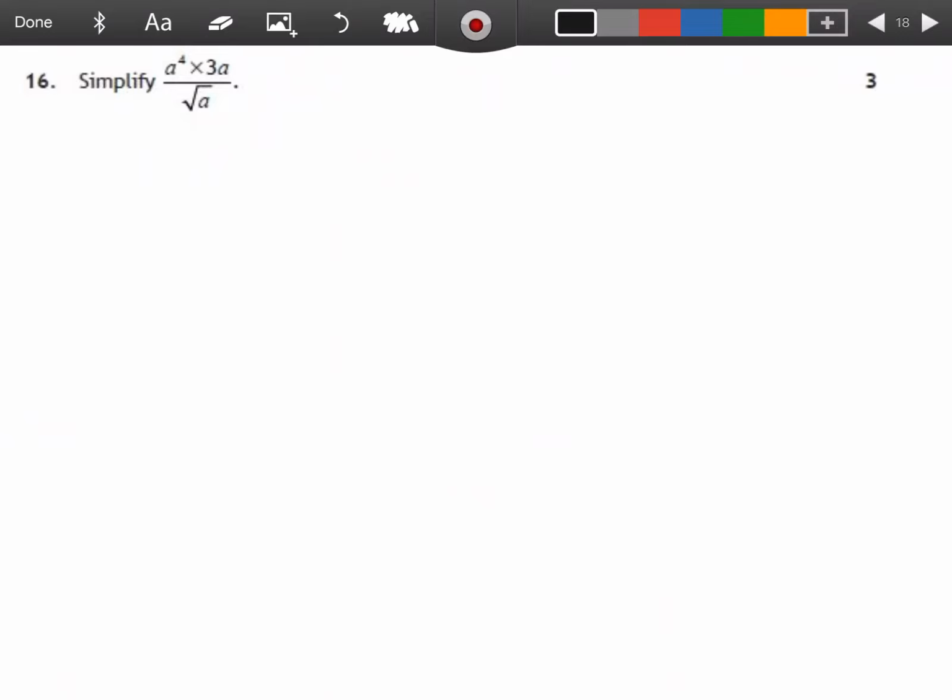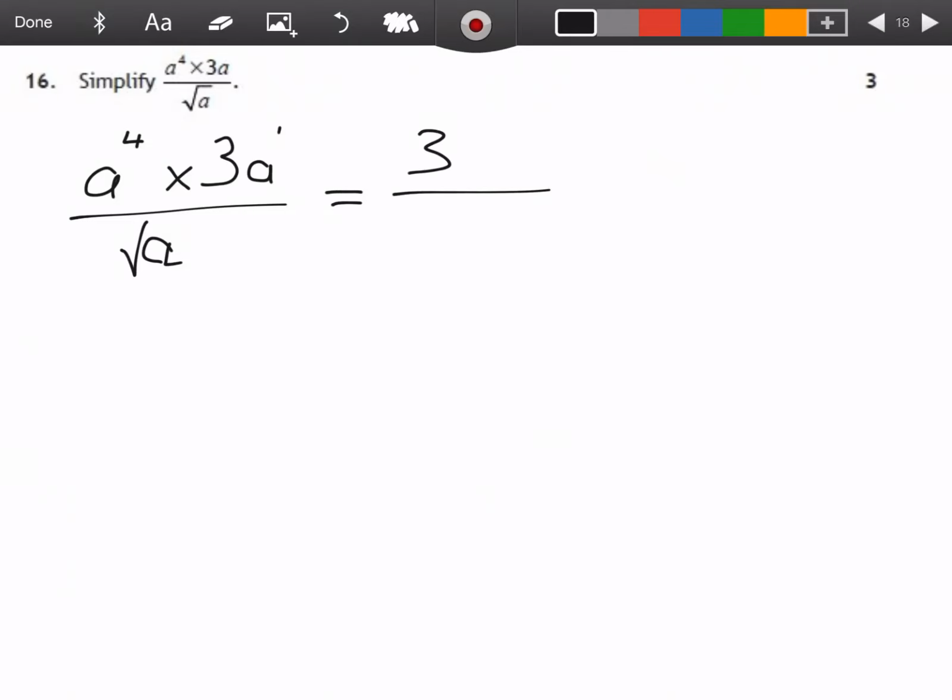Number 16. Simplify. Okay, this is an indices type question. It doesn't matter which bit you do first. I'll just multiply over the top. The top, when you multiply, remember that's an e to the power 1. When you multiply, you add the indices. So it's 3a to the power 5.